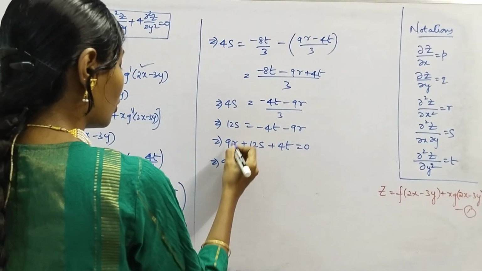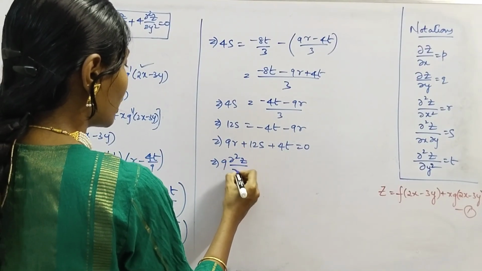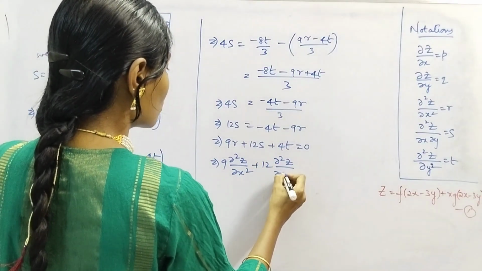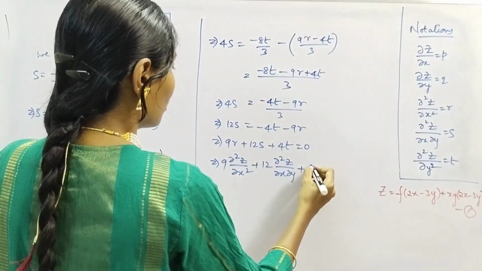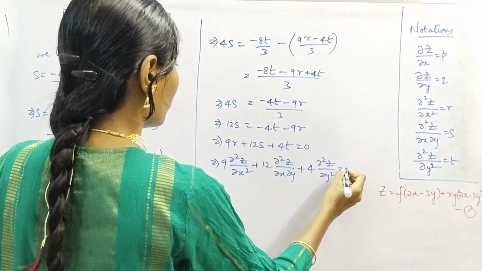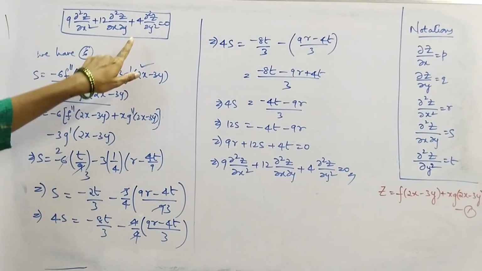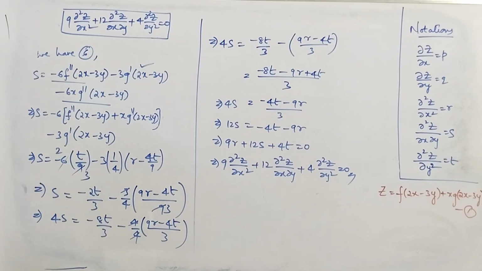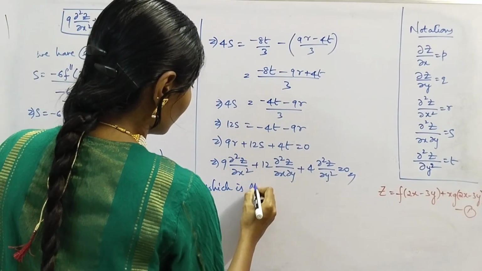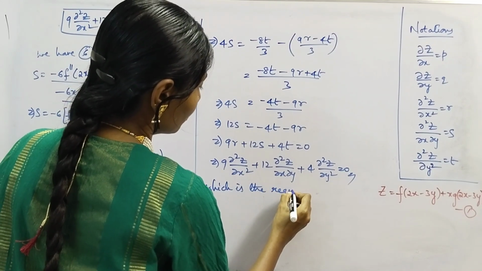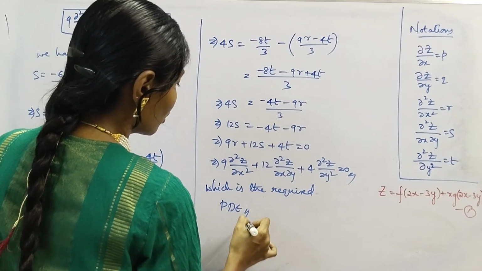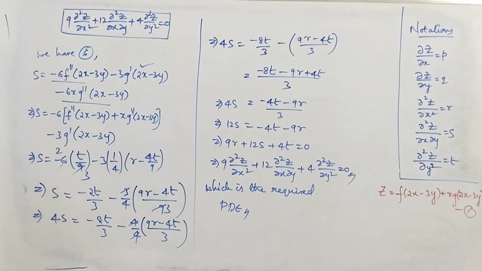You can write r as dou square z by dou x square, plus 12 into s, which is nothing but dou square z by dou x dou y, plus t, which is nothing but dou square z by dou y square, equal to 0, which is the same equation, right? Which is the required partial differential equation. This completes the problem.